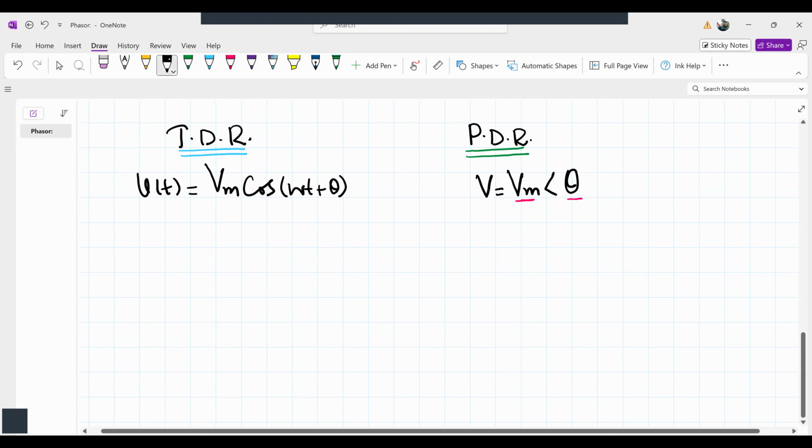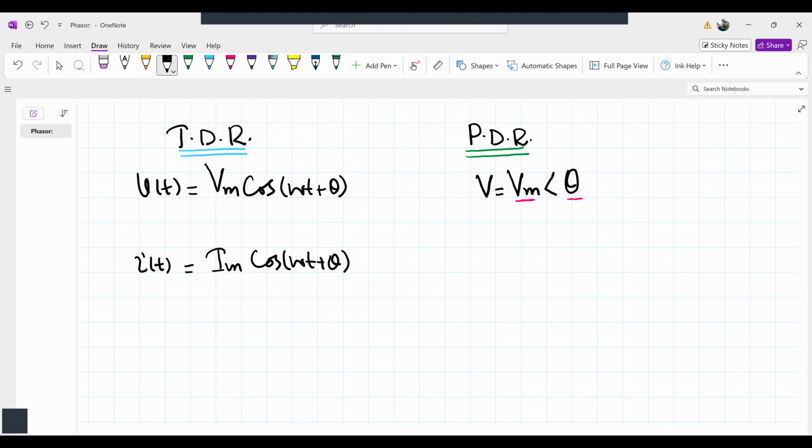Right. Similarly, suppose we have i(t) equal to Im cos(omega t plus theta). Then the phasor representation of this current is given as capital I, which is equal to Im at an angle of theta, where Im is the amplitude of this cosine wave and theta is the phase. So in phasor representation, we simply model the amplitude and phase.